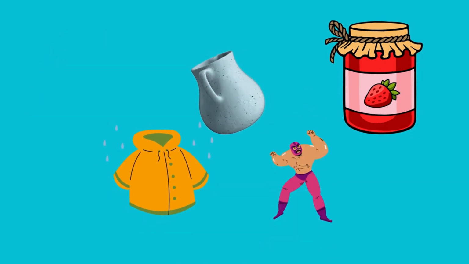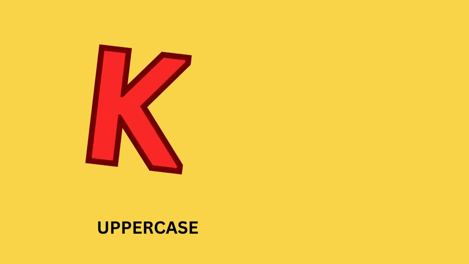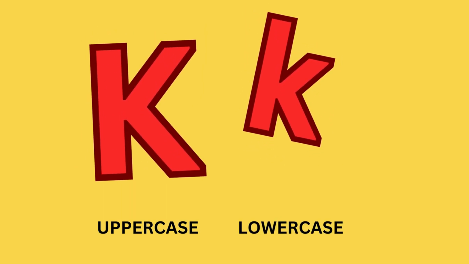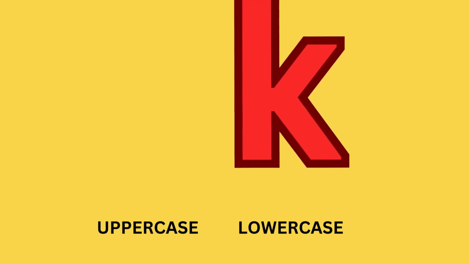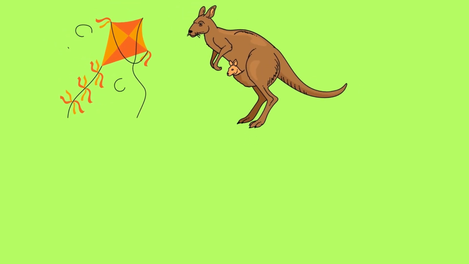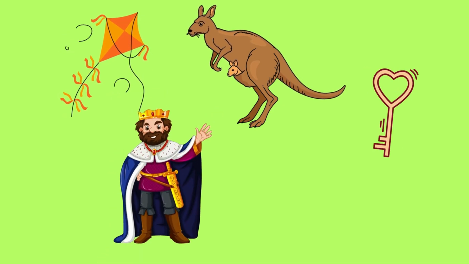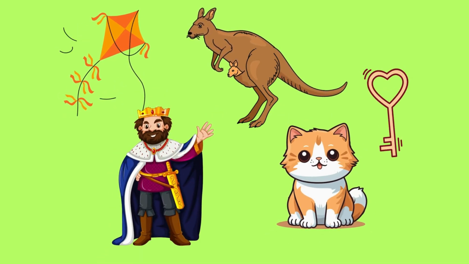K, this is uppercase K, this is lowercase k. K for kite, K for kangaroo, K for king, K for kitten.